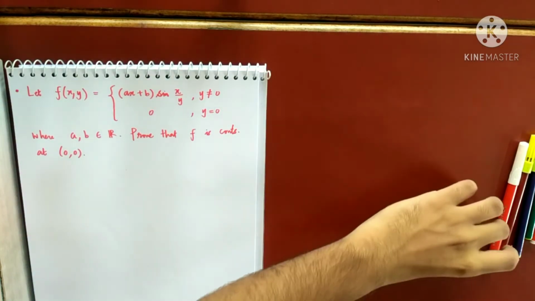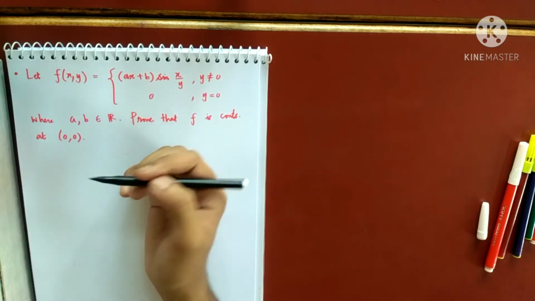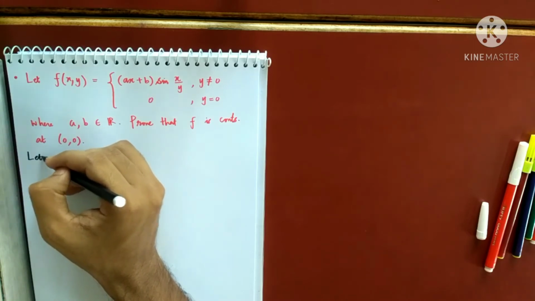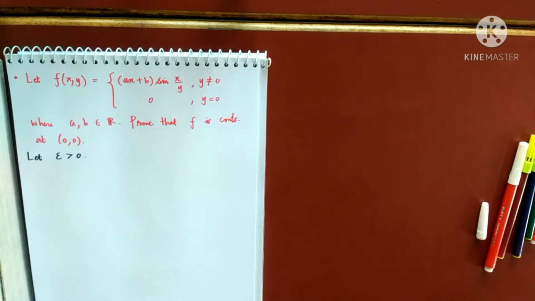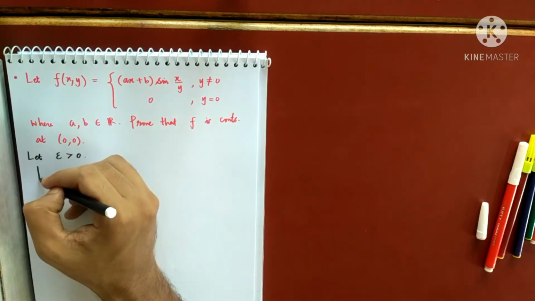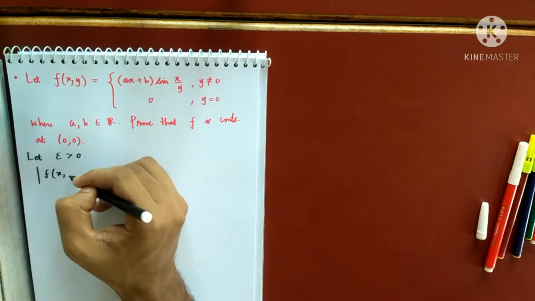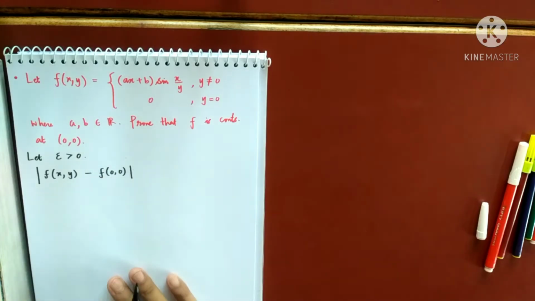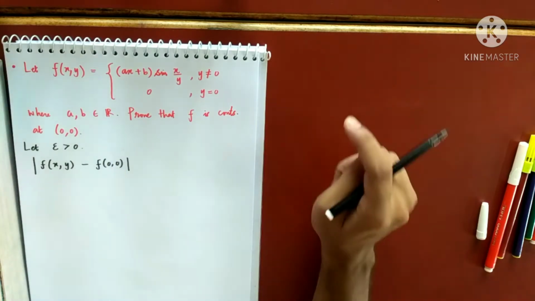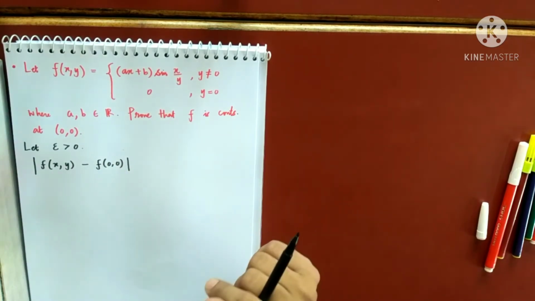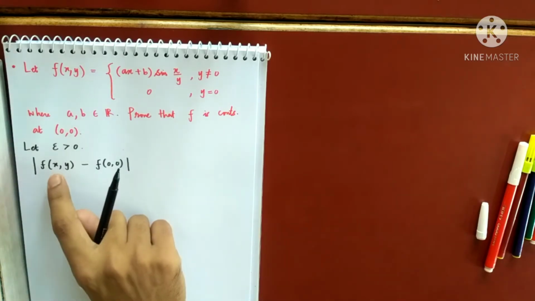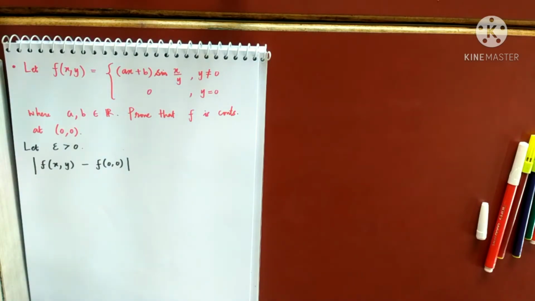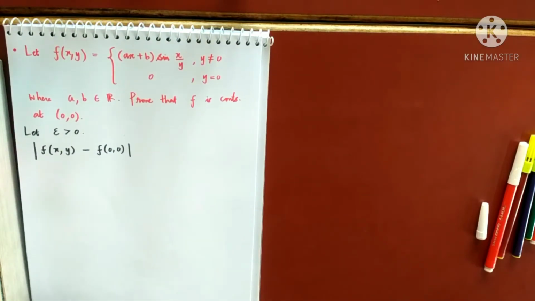So simply apply the definition of continuity, the epsilon delta definition, right? So let epsilon be greater than 0. I want to prove that there exists some neighborhood of (0, 0) for which this is less than epsilon, because I have to prove that the function is continuous at (0, 0). This thing should be strictly less than epsilon. So let's start with this one.